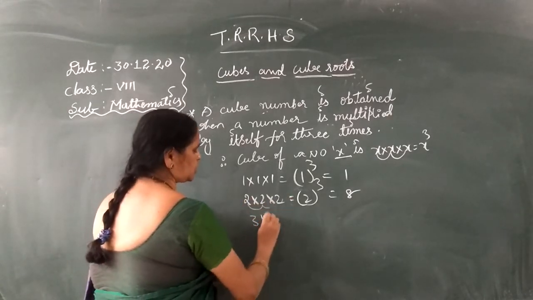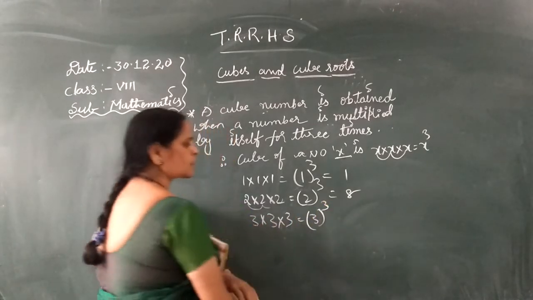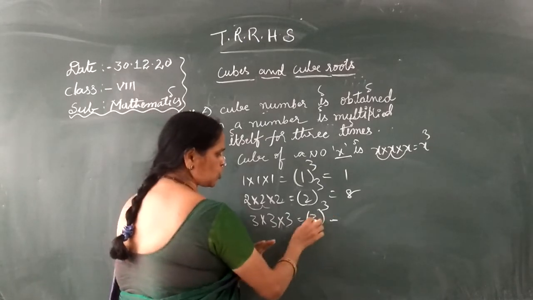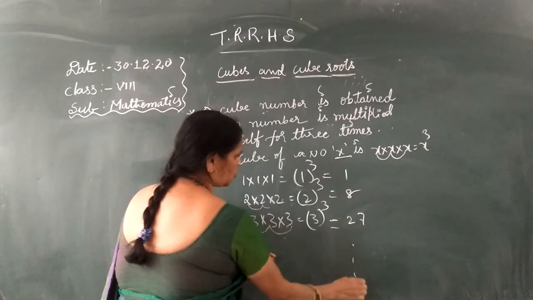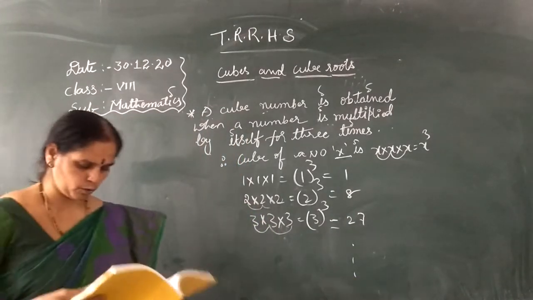In the same way 3 into 3 into 3. So you have to write in exponential form, 3 cube. So this is expanded form and this is exponential form. So 3 cube, 3 3s are 9, 9 3s are 27. In this way it goes on, 4 into 4 into 4, 5 into 5 into 5. That you do in your home.